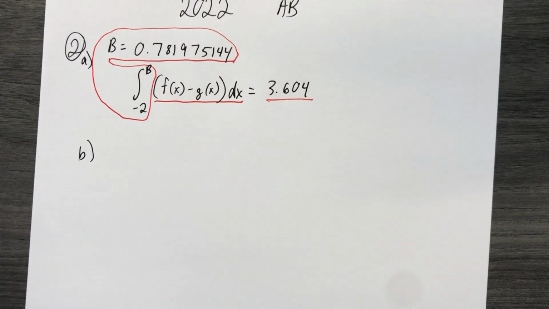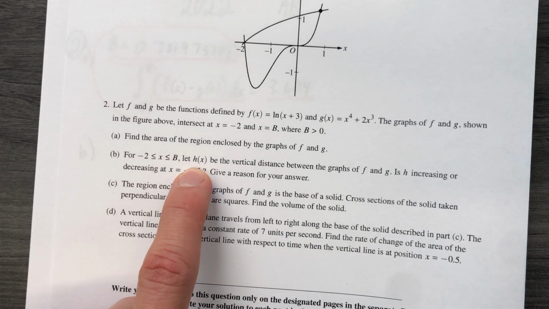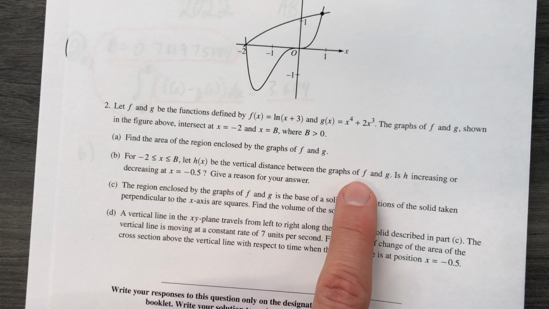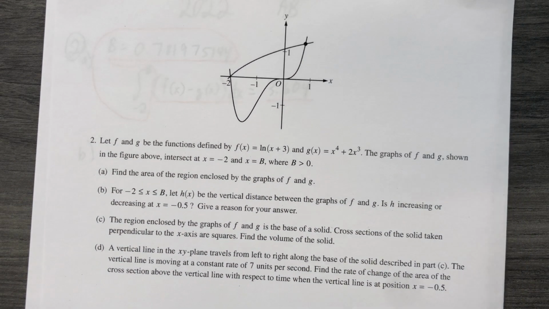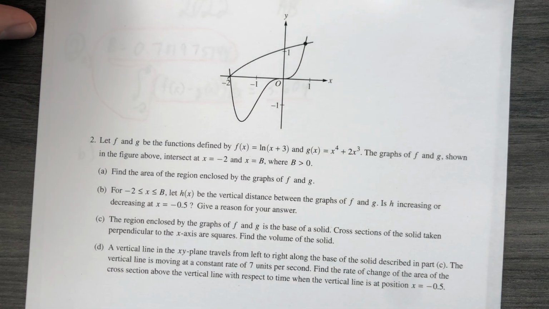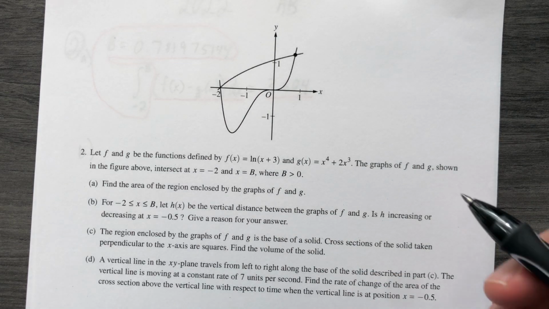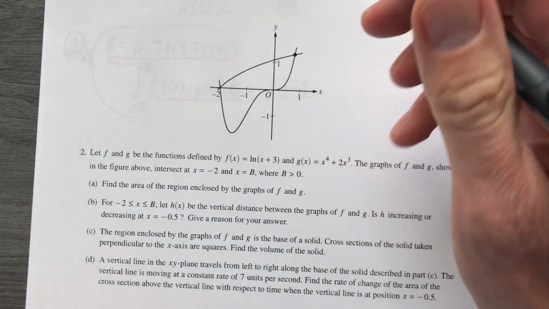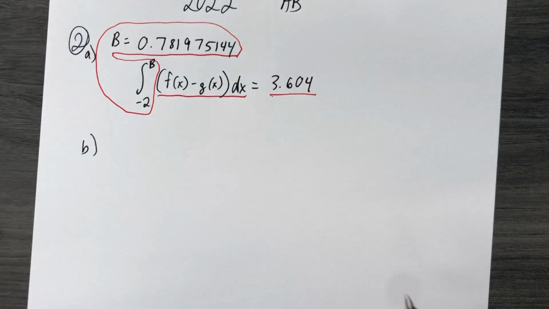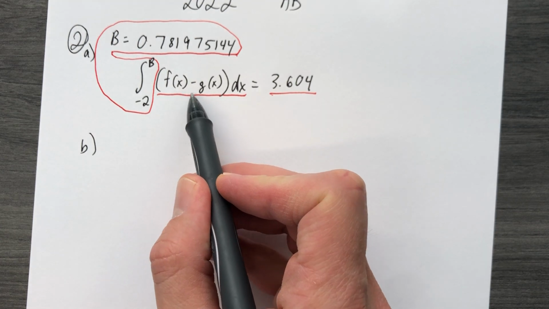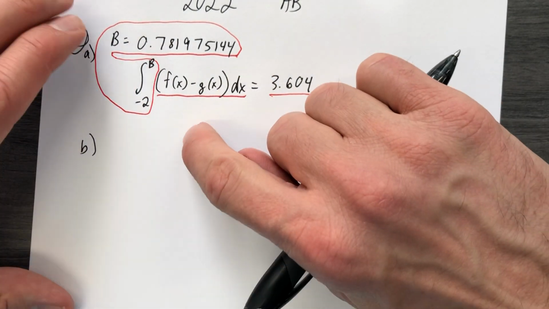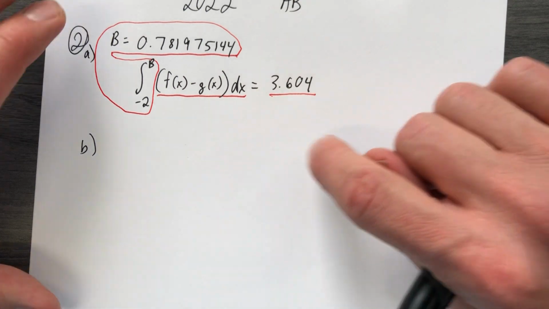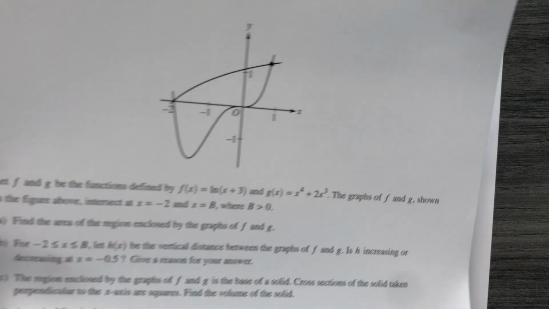Let's do part B. For the interval from -2 to b, let h of x be the vertical distance between the graphs of f and g. We kind of already used that idea, the distance here, right? So what we did in part A, just to conceptualize this for you, was to accumulate an infinite number of distances, an infinite number of lengths, and that became area. So this was the accumulation of a lot of area from this distance, this distance, this distance, this distance, doing all that. You've seen that before. Just wanted to reiterate that.